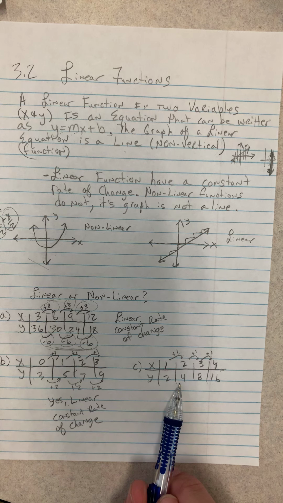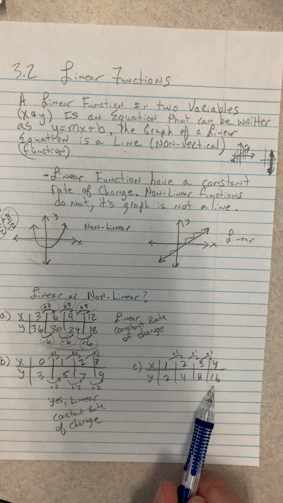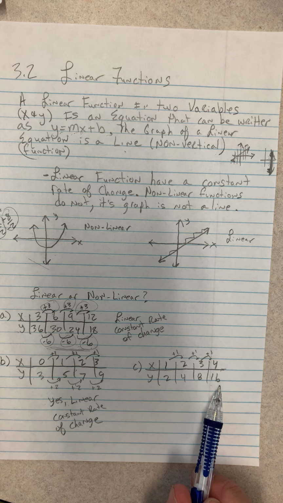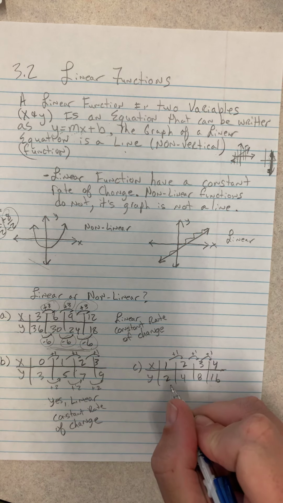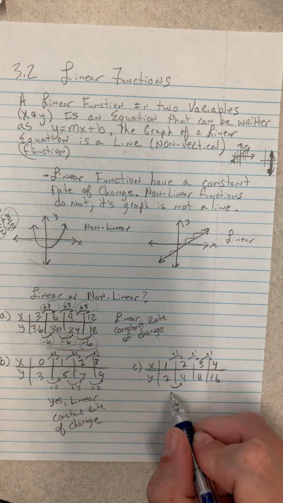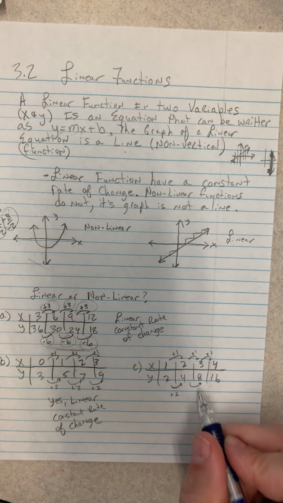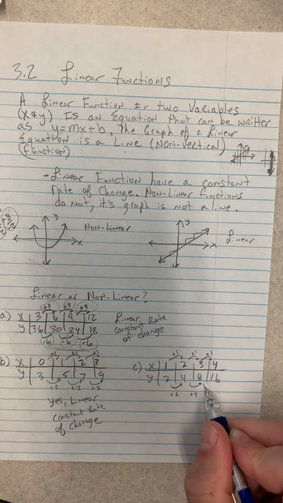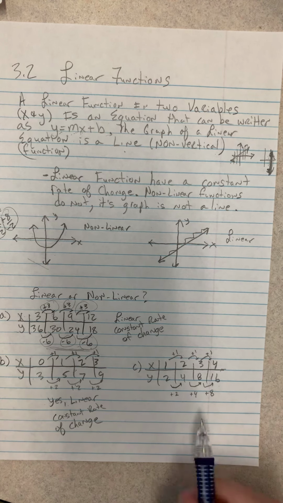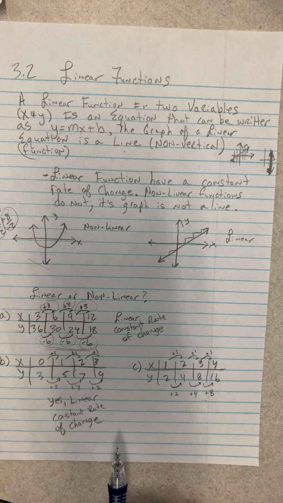2 to 4, I multiply by 2. 4 to 8, I multiply by 2. 8 to 16, I multiply by 2. I'm taking this y and I'm doubling it. But when I look at my rate of change, remember that common difference, the addition or subtraction, to get from 2 to 4, I add 2. To get from 4 to 8, I add 4. To get from 8 to 16, I add 8. This rate of change is not constant. I agree 100%, there's a pattern here.